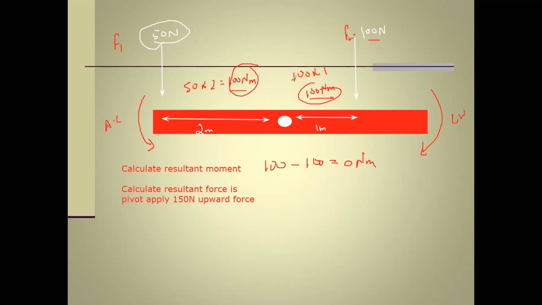That's the first thing. Is it clear? The moment caused by force 1 is anti-clockwise and the moment caused by force 2 is clockwise. Force 2 is causing a clockwise moment and force 1 is causing an anti-clockwise moment.